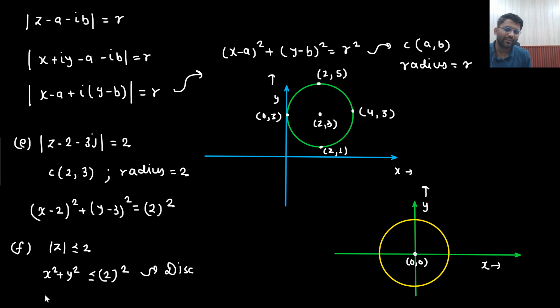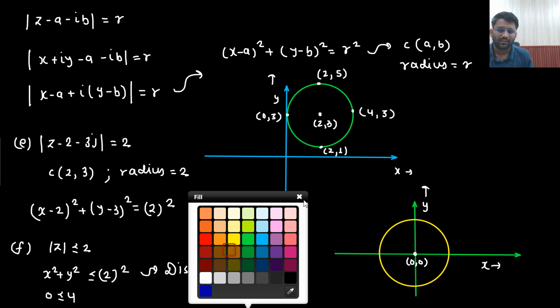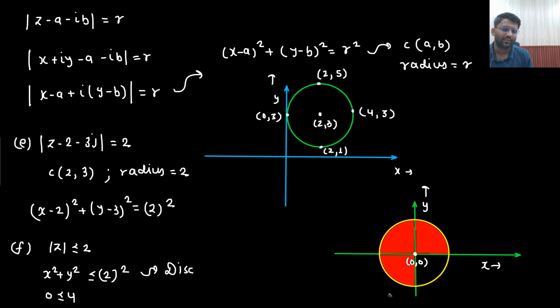If you put 0 comma 0 here, what are you getting? 0 square plus 0 square less than equals to 4. That means yes, it is satisfied. 0 comma 0 is satisfying, so the region will be inside. What will be the region? The region will be this region. Understandable? So let's not use the red color pen, let's use something else. This will be the region.